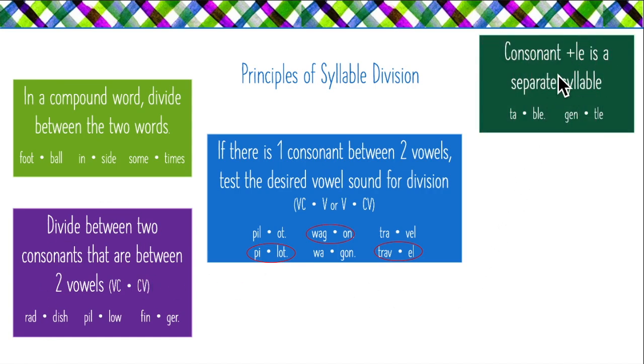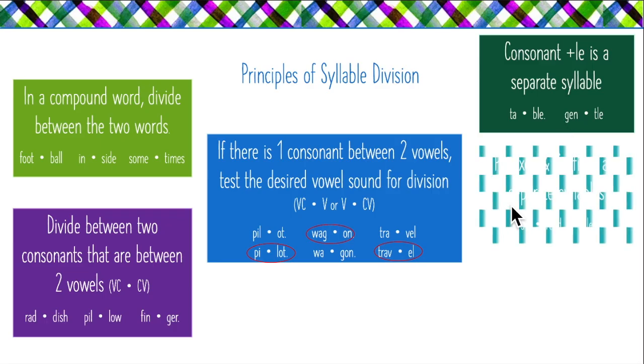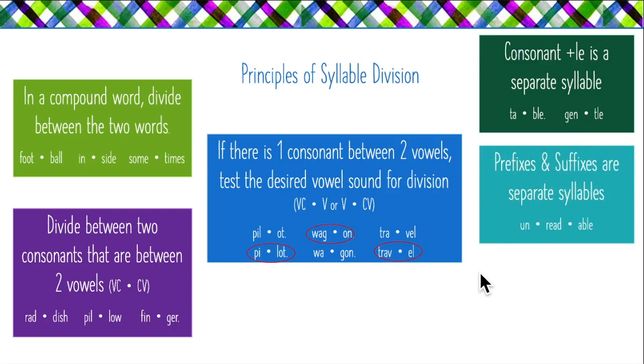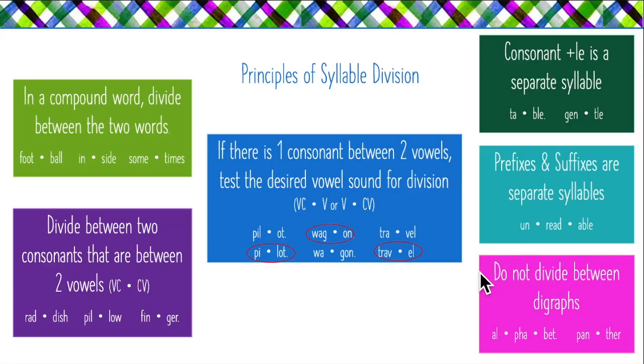And then you have consonant LE as its own separate syllable. It could be a short vowel in front. It could be a long vowel. You just know that the consonant LE is going to be its own syllable, and that can help determine what the vowel sound then says. Of course, prefixes and suffixes are their own syllables. And we do not divide between digraphs.